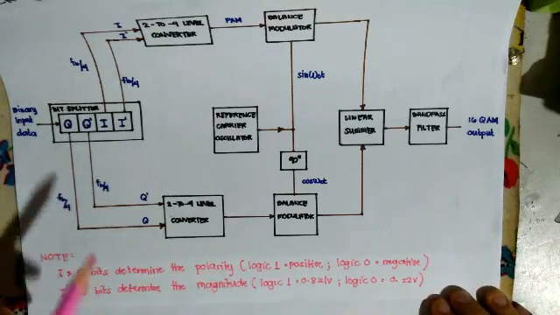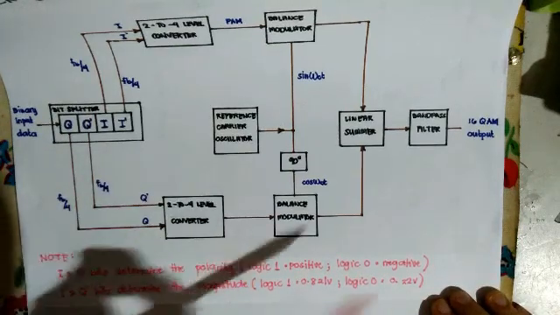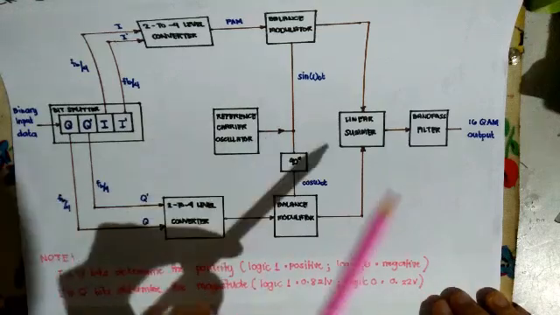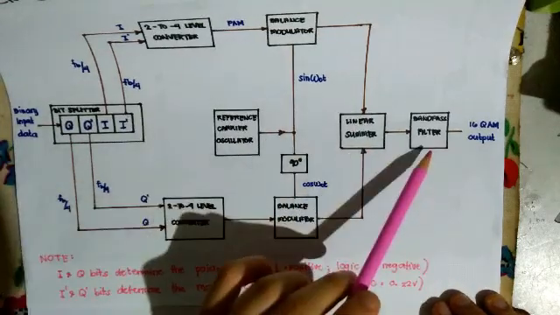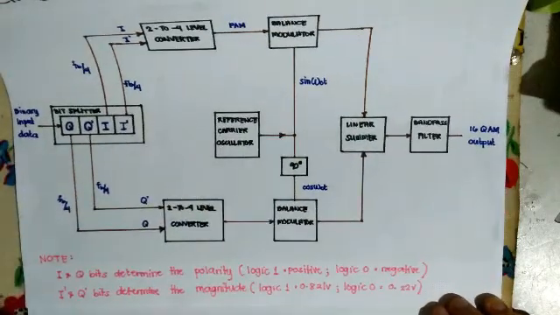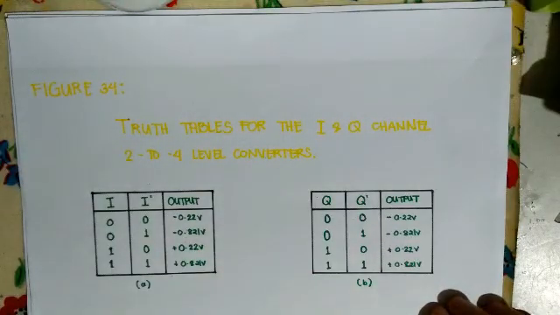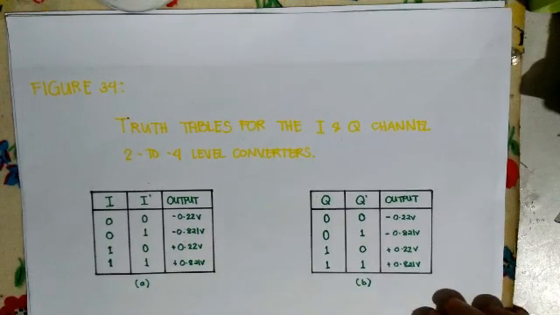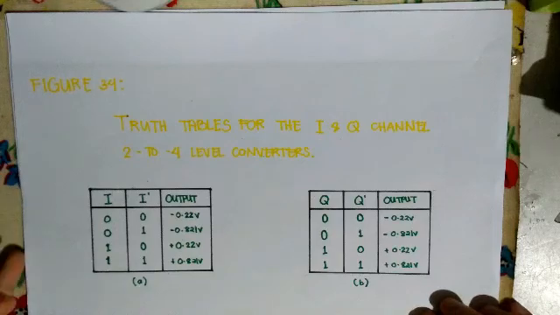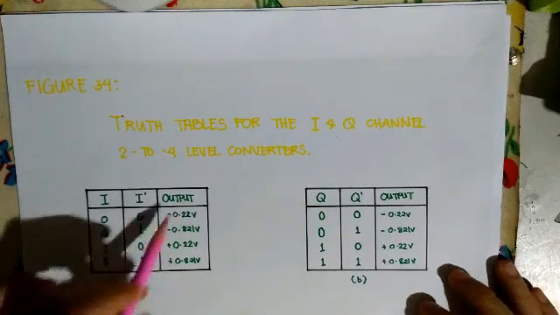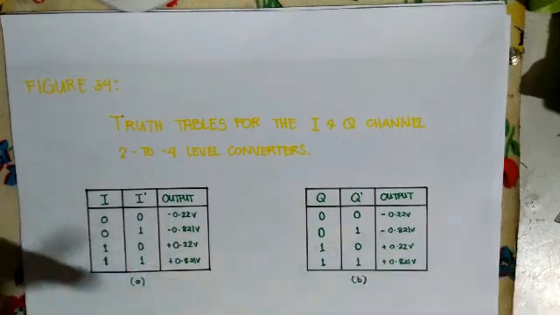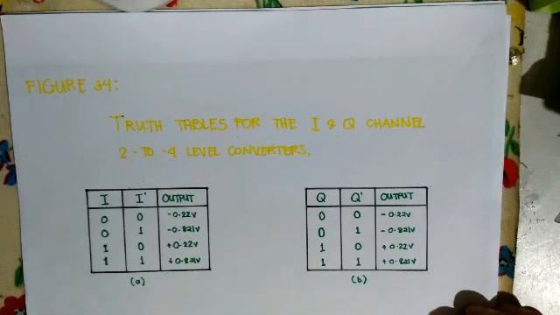So after the bits are converted, they will pass through the balanced modulator, then to the linear summer, the bandpass filter, and we will get the output for the QAM, for the 16 QAM. Now let us proceed to the truth table for the I and Q channel of the 2 to 4 level converters. So we will use these outputs later in determining the magnitude of the quad bits or the codes.